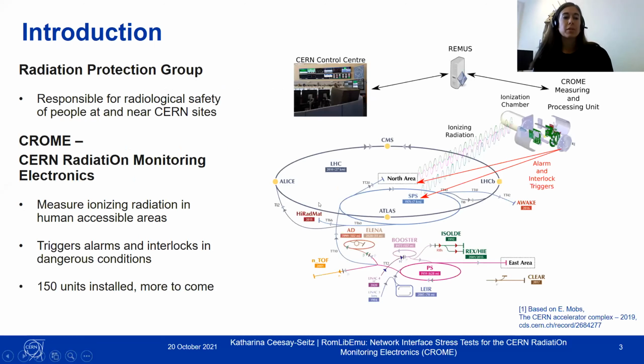The radiation protection group at CERN is responsible for the radiological safety of people at CERN and around CERN sites. And for this reason, one of our safety systems is the Chrome system, the CERN radiation monitoring electronics, that are gradually replacing the currently already existing systems, Arcon and Ramses. The Chrome system consists of autonomous units with a radiation detector, mostly ionization chamber, and custom-made electronics. And they are configurable remotely via a SCADA-based supervision system. They're installed at different, mostly human-accessible areas. They can then trigger alarms and interlocks in cases of dangerous conditions.